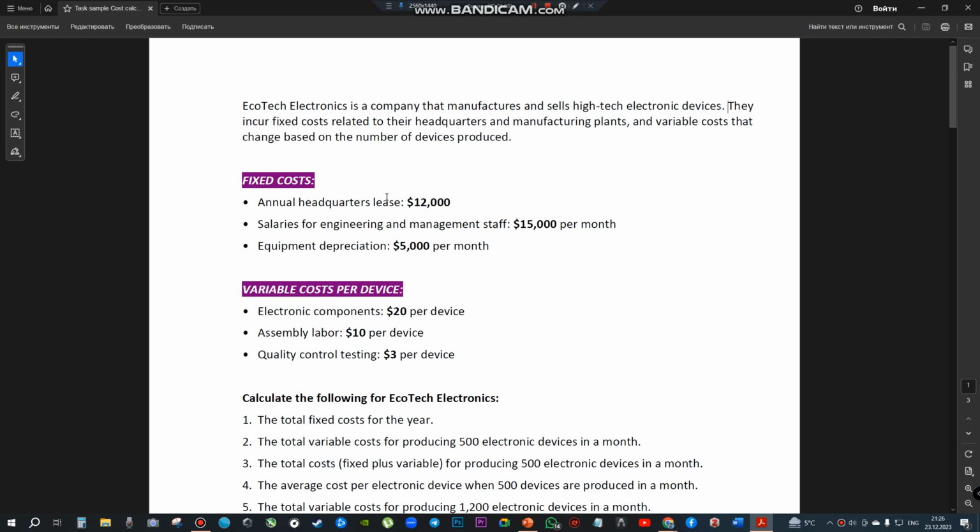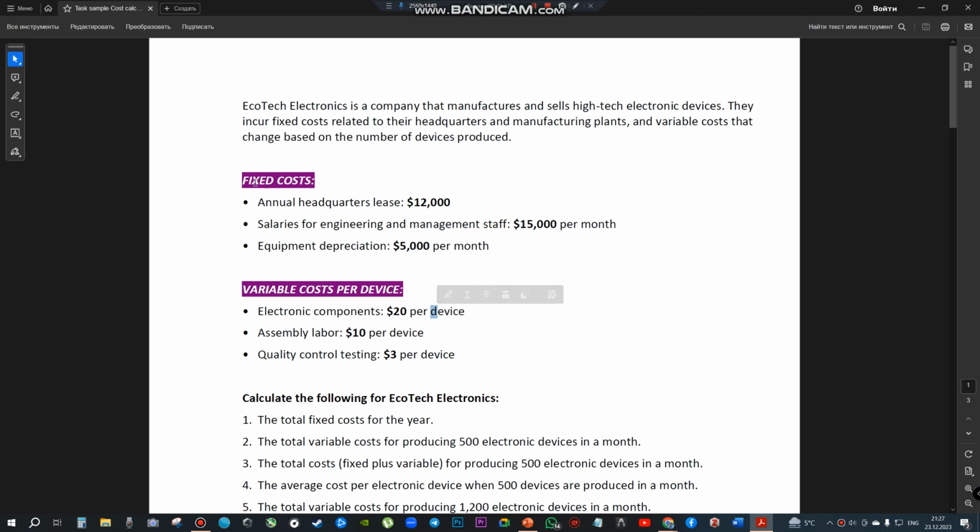Pretty easy to comprehend. Fixed costs include annual headquarters lease, $12,000, salaries for engineering and management staff, $15,000 per month. Please pay attention to these numbers. Equipment depreciation, $5,000 per month. And as for variable cost, this company bears electronic components cost $20 per device.